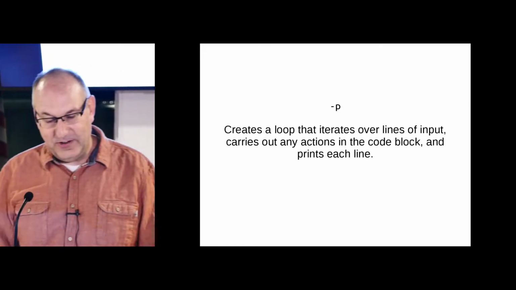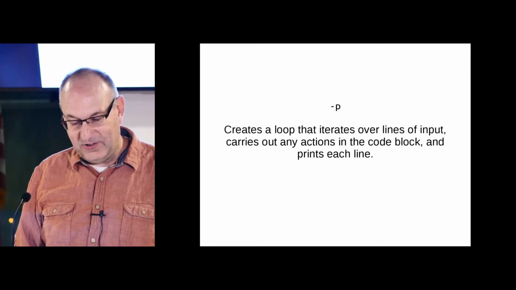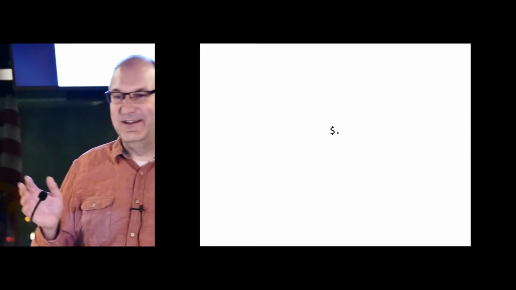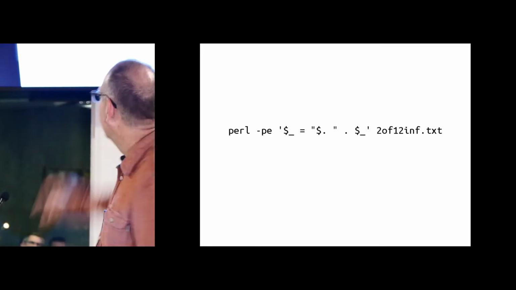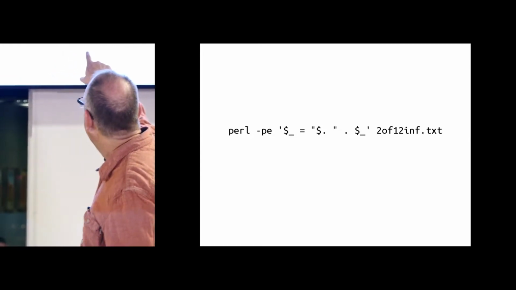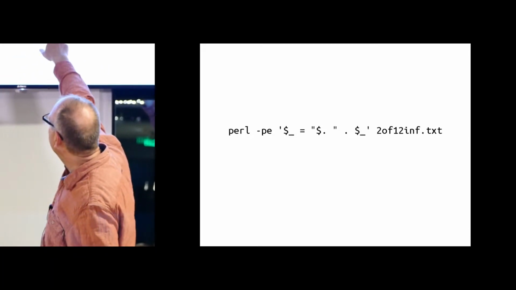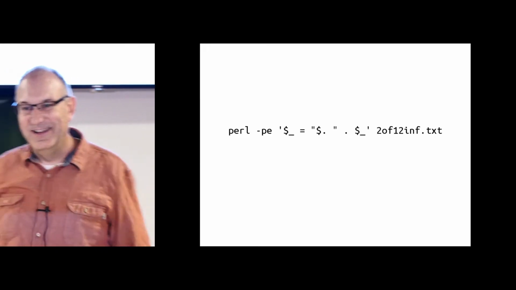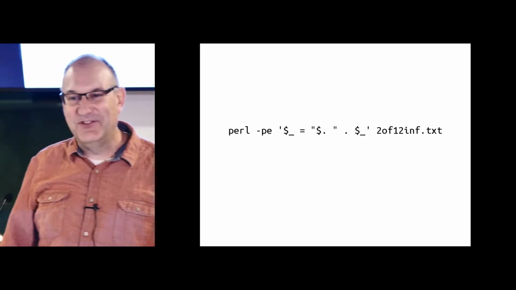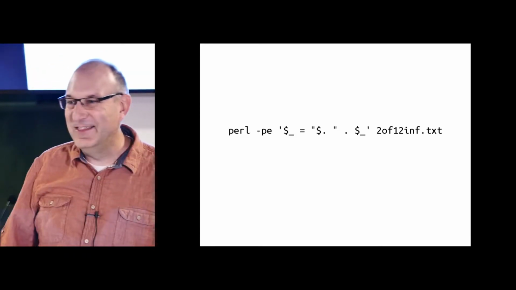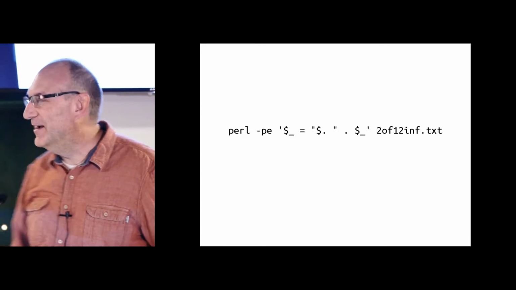-p creates a loop that iterates over the lines of the input and carries out any actions in the code block and then prints each line. Now here's a special variable called $. What does $. give us? Anybody know? Half of the people in here know and the other half don't know. Nobody knows? $. is the line number of the input file that you are reading from. So if I do this, then I am going to print out each line number of the file and then the line itself, right? This is not helping deobfuscate Perl, is it? I'm not dispelling the sentiment that Perl is hard to read.